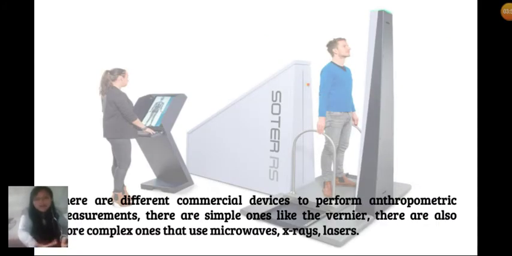Measurement equipment for non-contact anthropometry. There are different commercial devices to perform anthropometry measurements. There are simple ones like the vernier. There are also more complex ones that use microwaves, X-ray, laser. Some of these devices and their fundamental characteristics, their principle of operation, and their application are mentioned below.